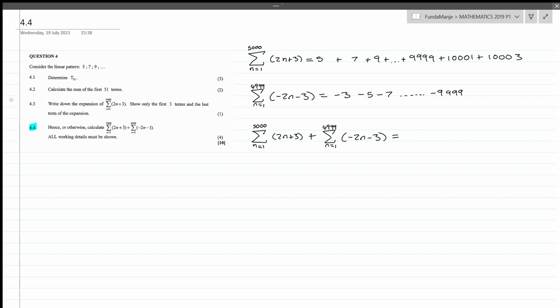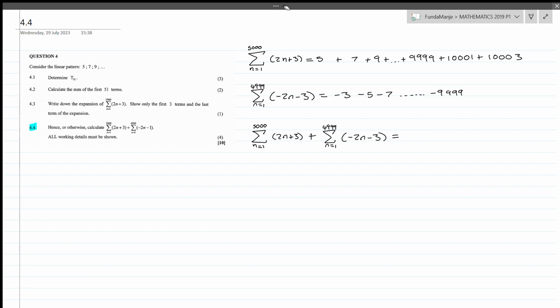Okay, 4.4 says, hence or otherwise calculate the sum of these two sigma notations. All working details must be shown. So over here on the first one, similar to the previous one, I expanded it. Here the first three terms, along with the first three terms, I also included the last three terms. So this would be 5,000, this would be 4,099, 4,098.